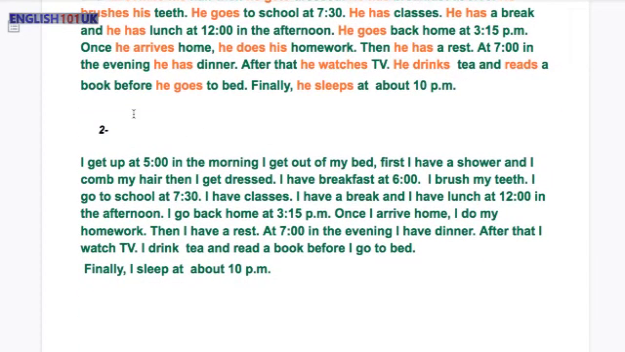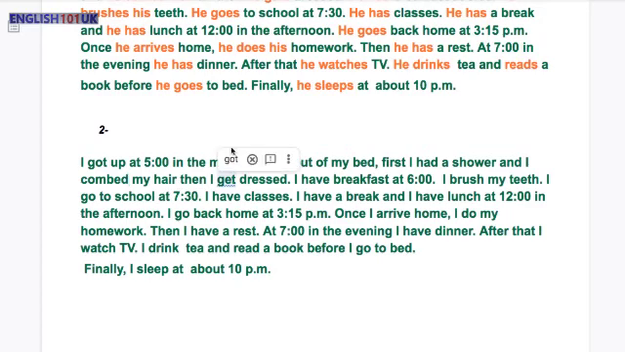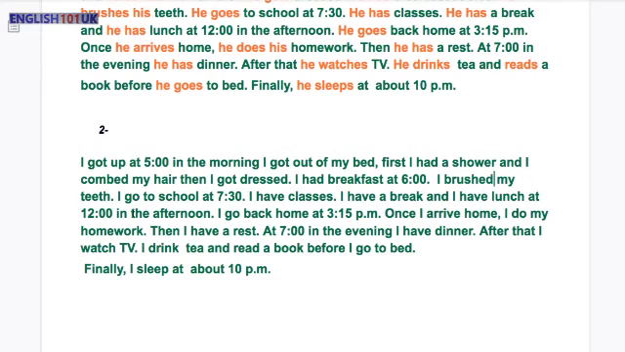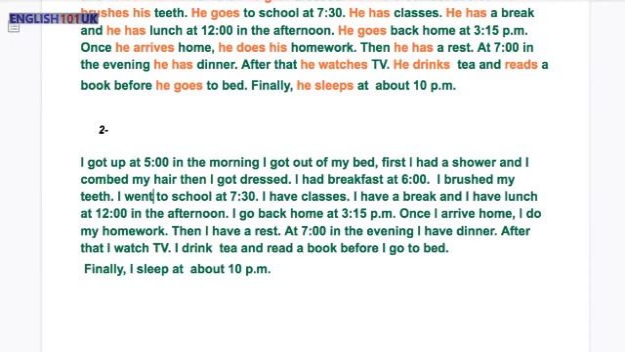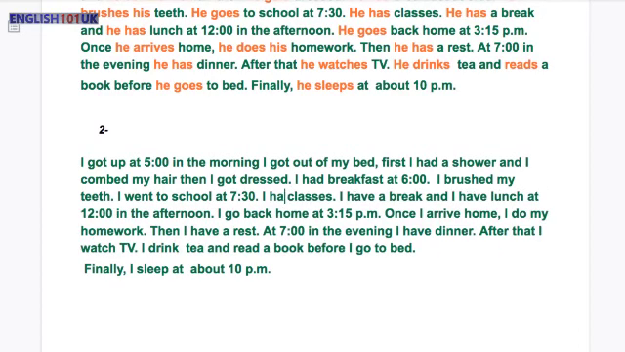We want to do this in the past, but we don't need to change the pronoun from I to he because it's the same. All what we need to do is to change the verbs, like here. Instead of saying I get up, we just say I got up, right? In the morning. Then I got out of my bed. First I had a shower, then I combed my hair, then I got dressed. Afterwards I had breakfast. I brushed my teeth. I went to school. I had classes.